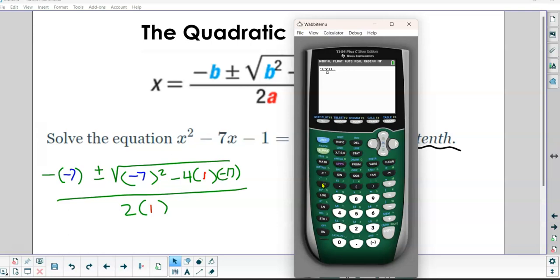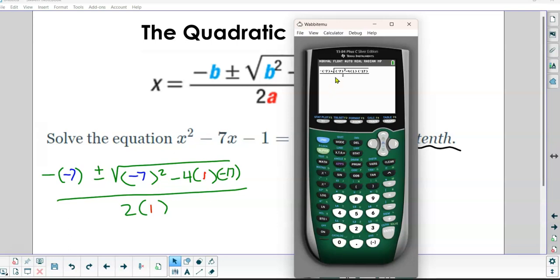Then I'm going to enter a square root symbol, and again, type it exactly how you see it. Don't leave off these parentheses because they're important. There's a difference between parentheses -7 squared and just -7 squared. So be careful. All right, there's my entire discriminant type. Now for the bottom, 2 parentheses 1.